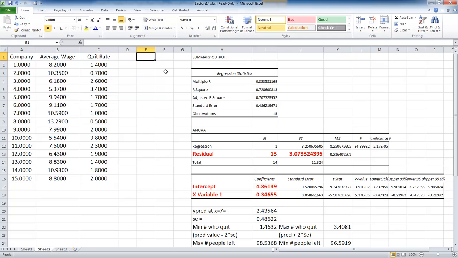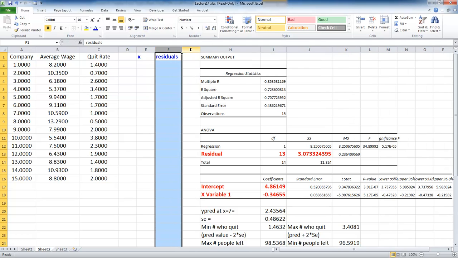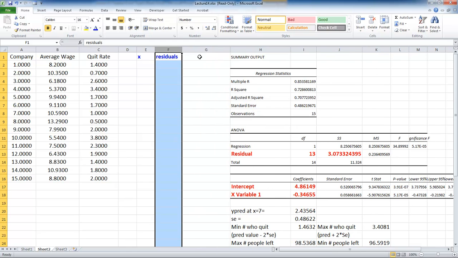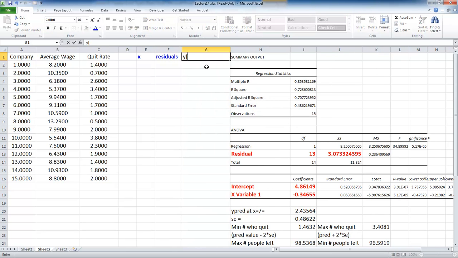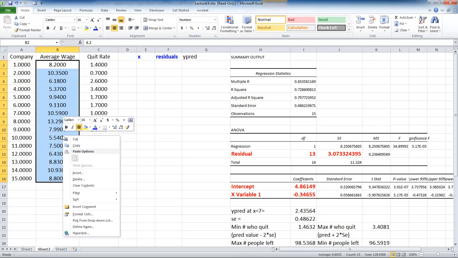Okay, so I'm going to start off with 3 columns. These are my x values. These are going to be my residuals. I want the residuals and the x next to each other because I want to make a scatter plot, right? And the last one is y predicted. Okay, so the x values are easy. I just cut and paste those.